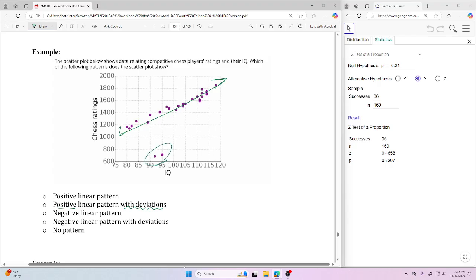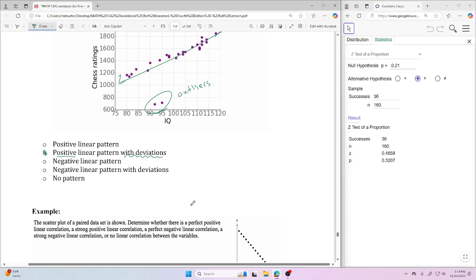Yeah, we got like these two guys floating around there. These are called outliers. But we already have talked about outliers before. That's what I would say. Cool. Good. That's an easy one. I like that. Awesome.